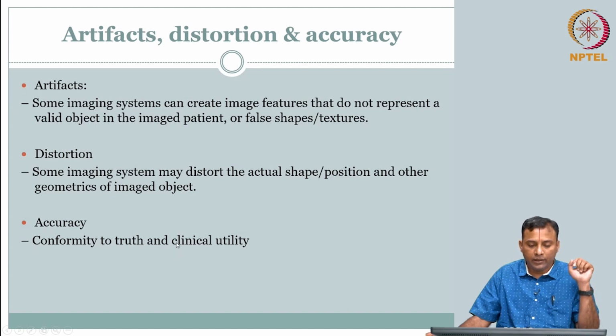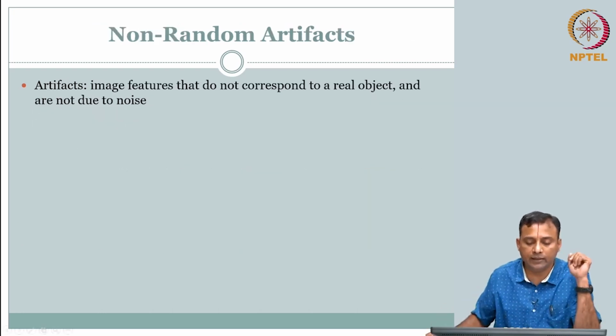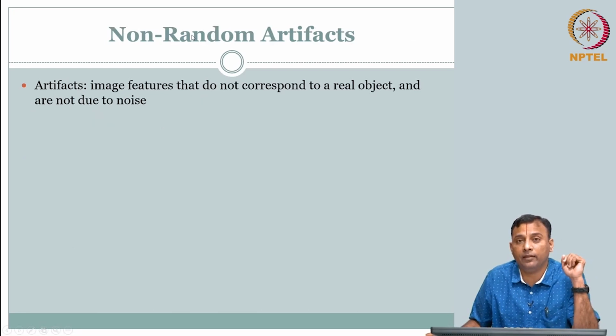We will quickly go through all of these in the next 10-15 minutes or so. First is artifacts. Like I said, they are non-random. You can reproduce this because I know how I can obtain that. So artifacts are most commonly features that do not correspond to a real object.